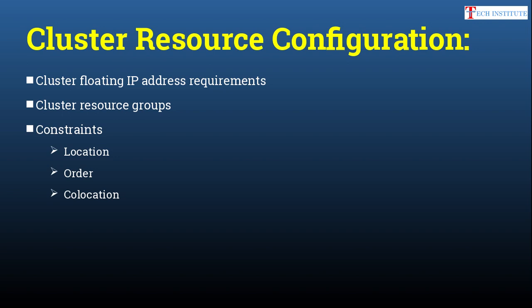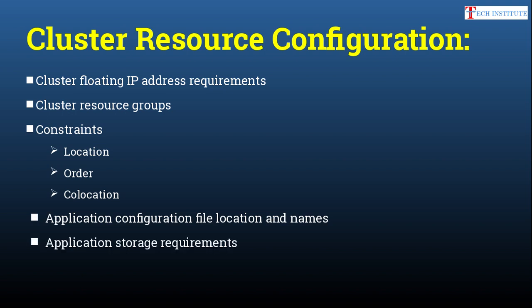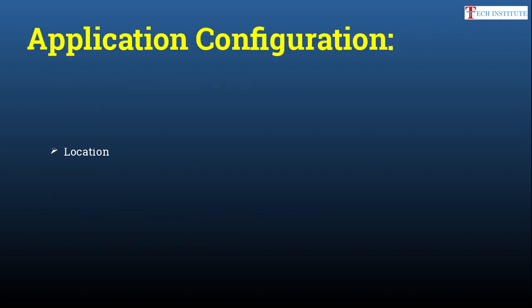Also you should have information about application configuration files, their locations and names, and whether the application has any specific storage requirement like shared storage, and how much storage size, like 50 GB or 100 GB. Keep that information handy. Once you are done with cluster resource configuration details, you should move ahead with application configuration details.